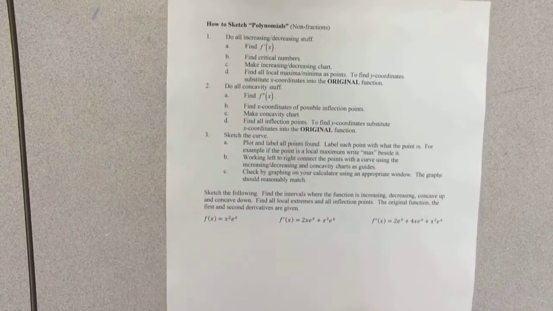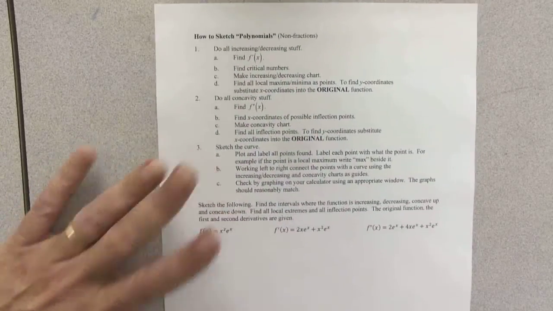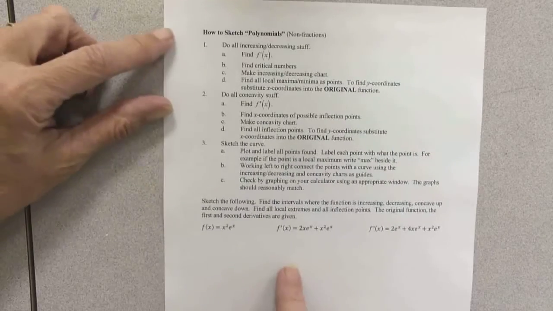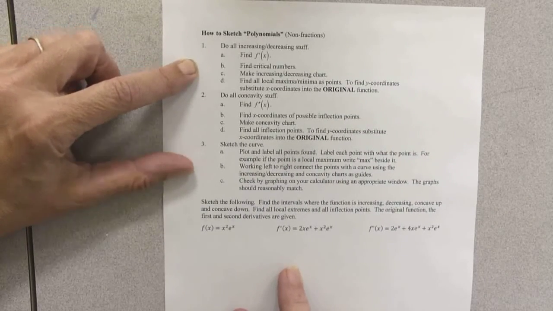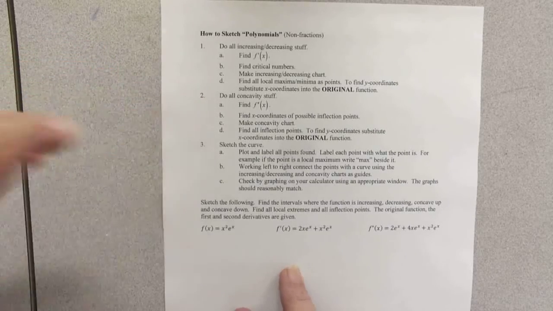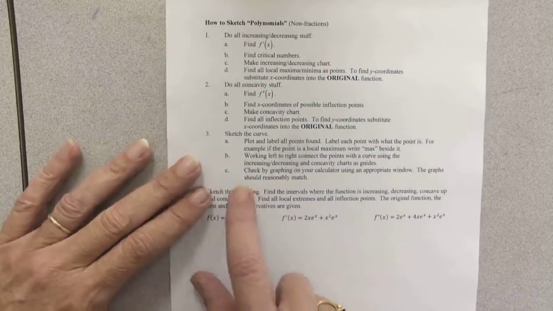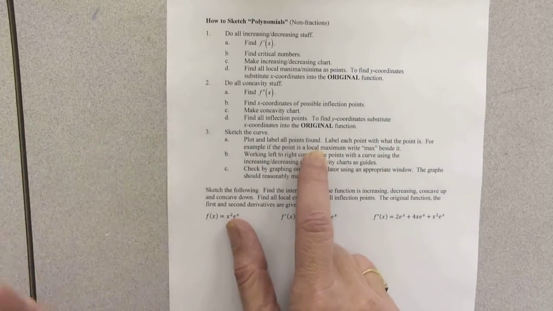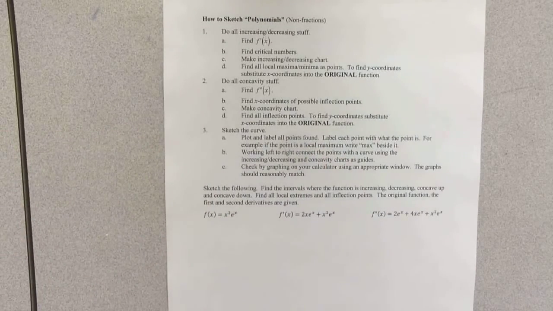How to sketch "polynomials." Put polynomials in quotation marks, because it's not just polynomials, and actually we're not even going to do a polynomial here. Non-fractions, things without asymptotes, and I just didn't know a good word for non-fractions, and so maybe I should have just left it non-fractions. But it's doing all the stuff that we've already done. You're going to do all your increasing, decreasing stuff. You're going to do all your concavity stuff. Then once I've done all that work, I'm going to plot and label the points found. And what I mean, label each point to what it is.